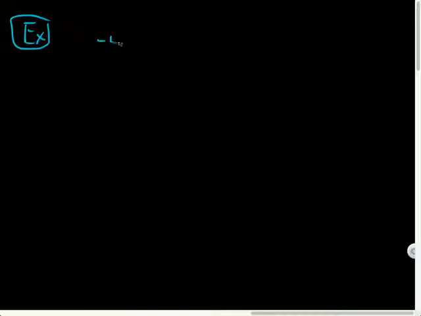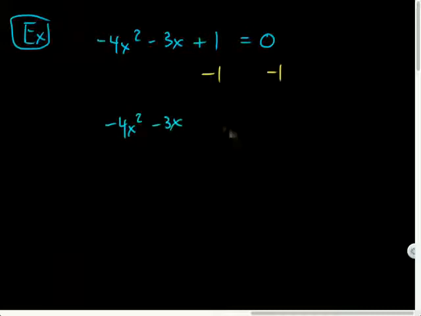What if I've got negative 4x squared minus 3x plus 1 equals 0? So let's move the old C term to the other side. And I get equals negative 1. And we'll do this the easy way this time. We'll just divide everybody by negative 4.